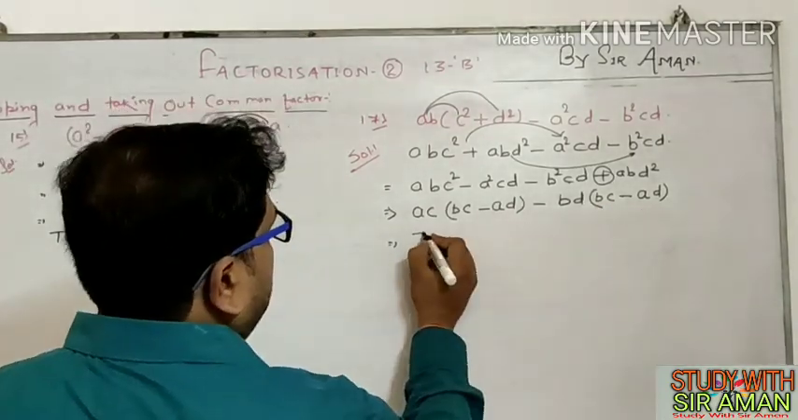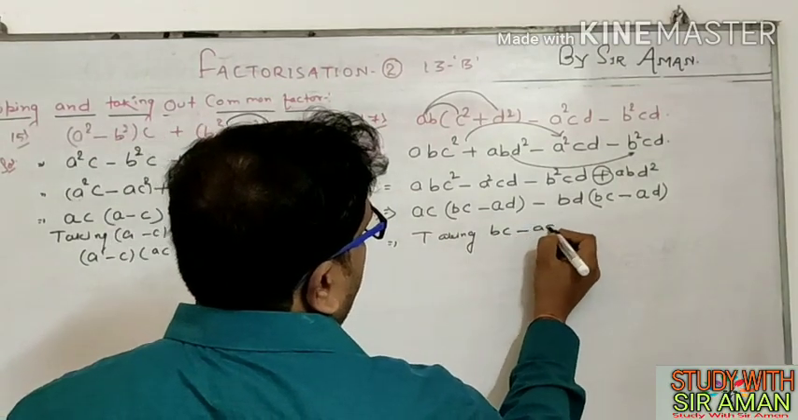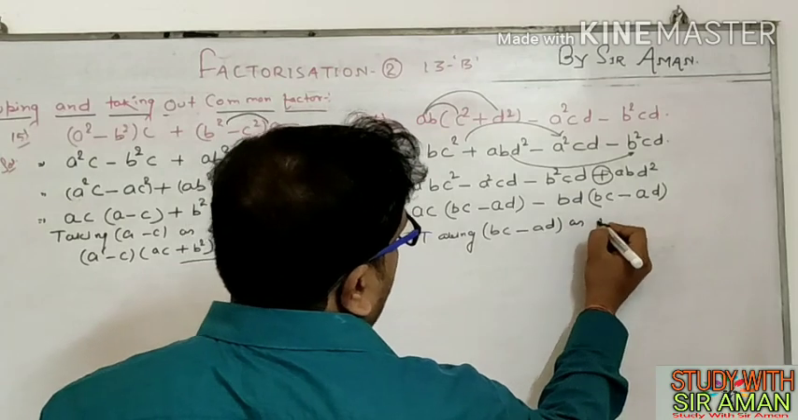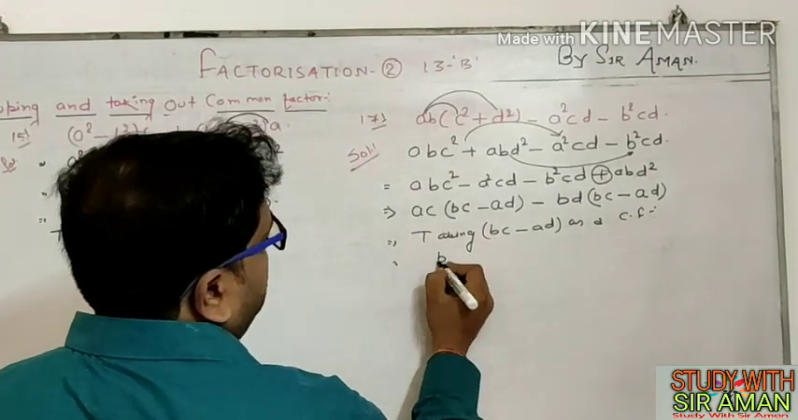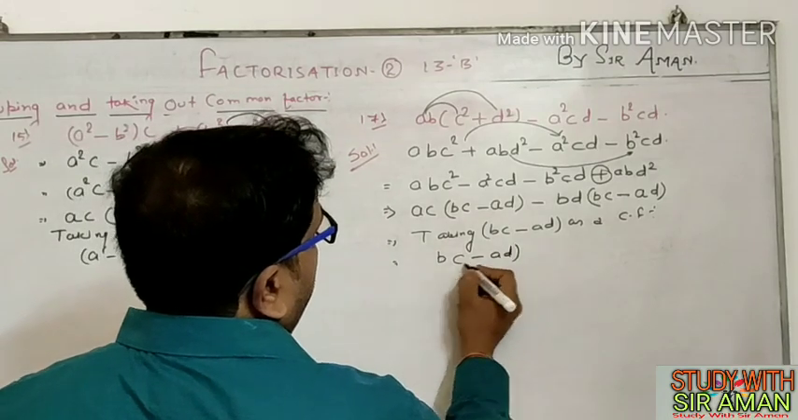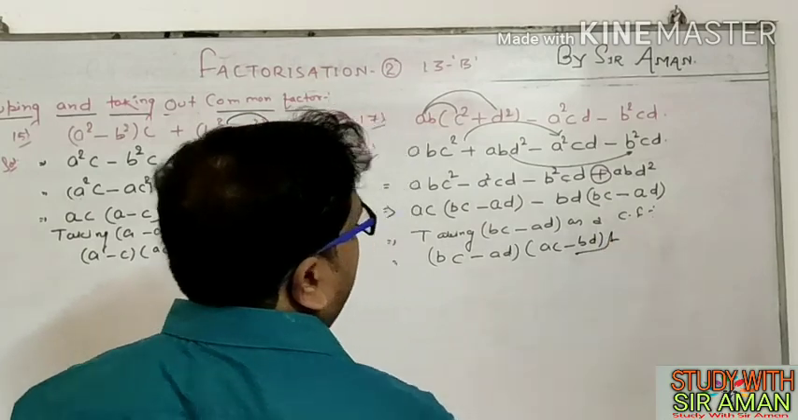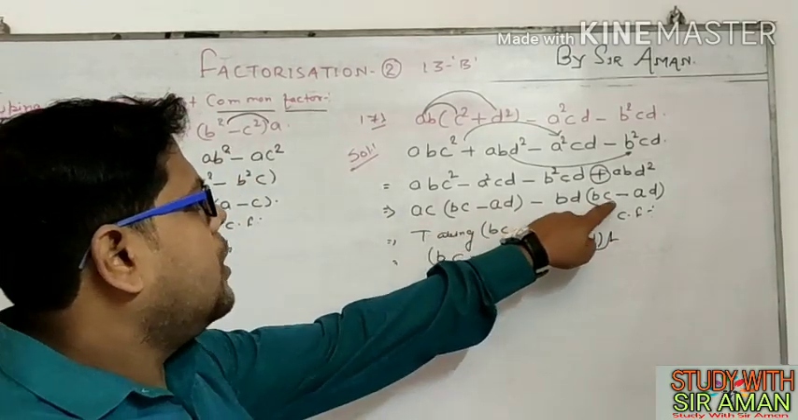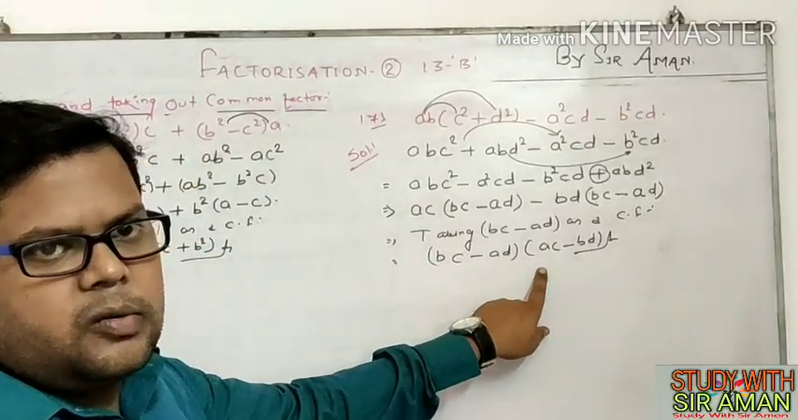Take it common. Taking bc − ad as a common factor. Okay. (bc − ad)(ac − bd) is our required answer. After taking common, whatever term is left, we have to write in bracket. That is our required answer.